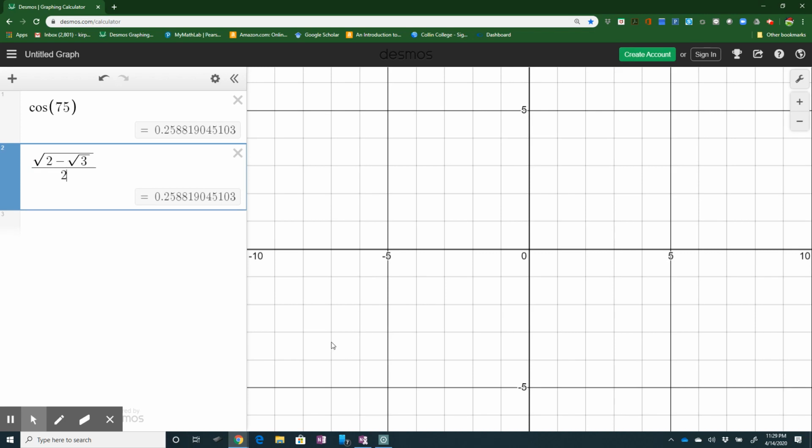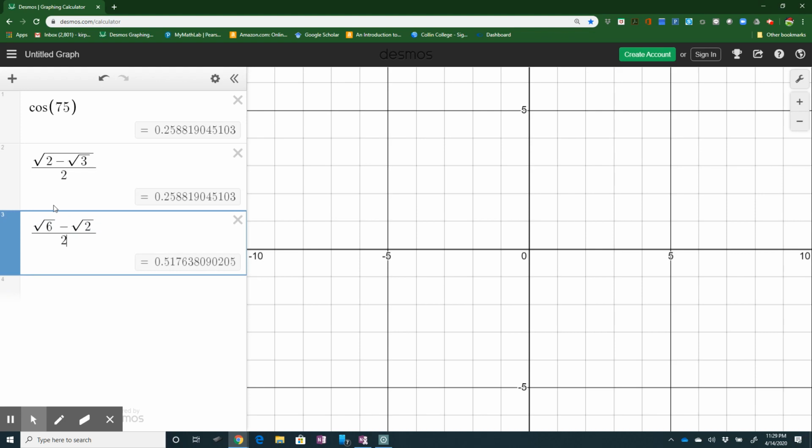And in 5.3, we used the double angle formula, and we got a similar answer. And I believe it was square root of 6 minus square root of 2 over 2. Fiddle with it. It was one of those. Maybe that was the 2 and that was the 6. Maybe this was the 6 and this was the 3. I'll have to fiddle with it. Actually, I can just look it up.